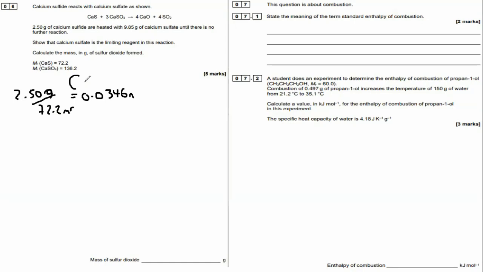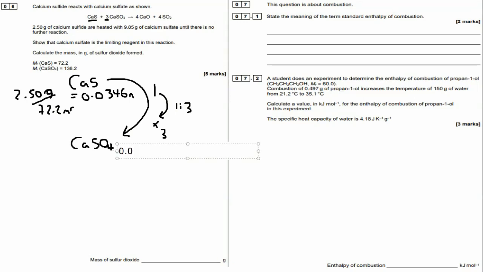It's always good to write down and label the calculation you've done, like I've done here. Now, we know that this is a 1 to 3 from the coefficient in the equation. It's a 1 to 3 reaction. We can see that from the coefficient in the balanced equation. So I need to make 3 times that amount of moles. I should be making 0.0346 times 3. And that is 0.103 moles or 0.1038 moles.